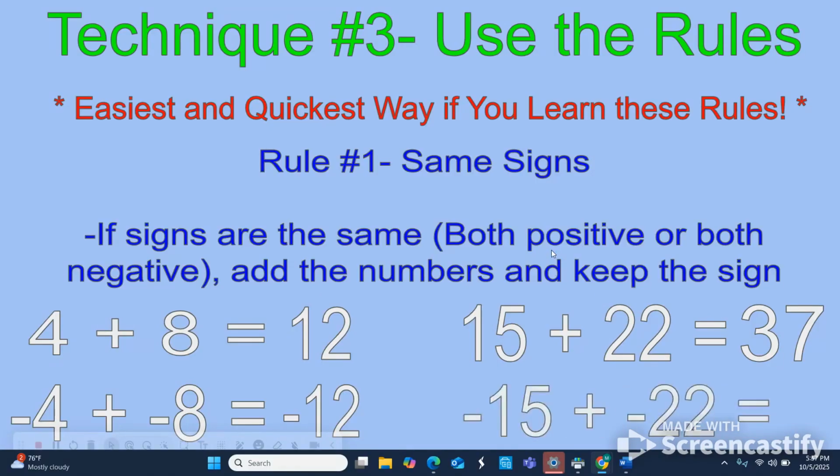And it's the same if they're both negative. Okay, negative 15 plus negative 22. Same signs, so we add the numbers together to get 37. And since they're both negative, it's negative 37. Because that means I'm going left 15, then I'm going left 22 more. Okay, so if they're the same exact sign, you just add them together, keep the sign.